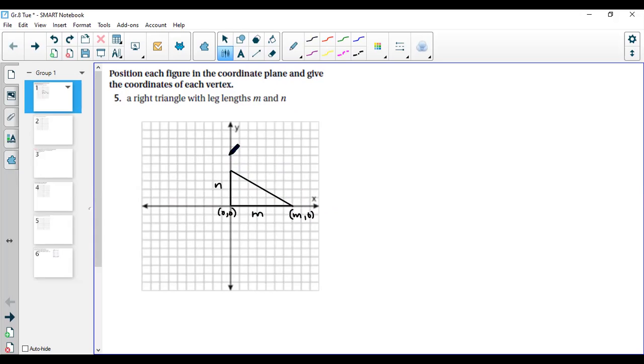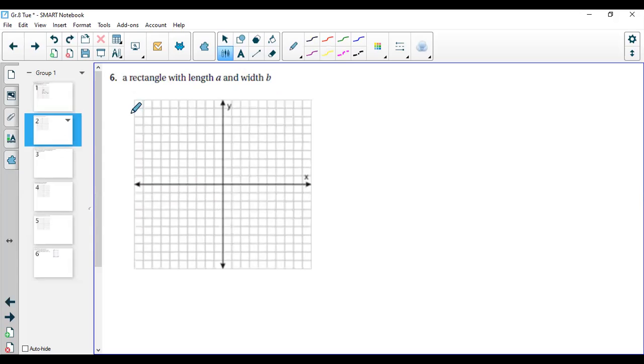Now what about this point here? That becomes (0, n). Why 0? Because it's on the y-axis, there is no value for x here, it's (0, n). This is how you name the coordinates. Okay, let's try one more.